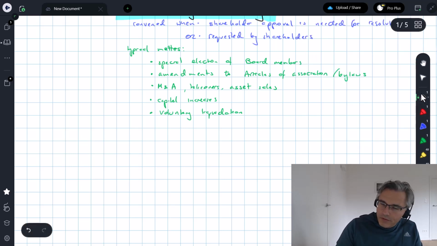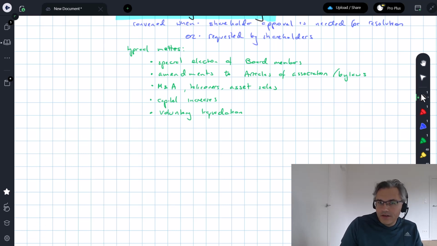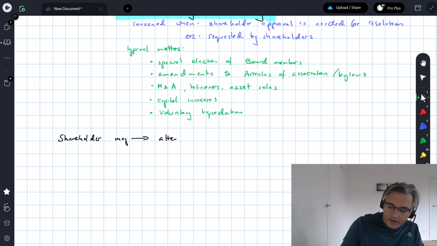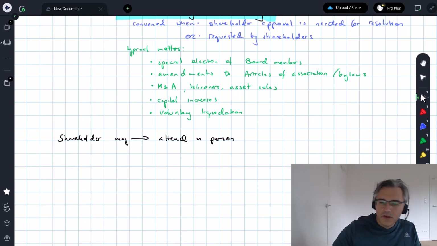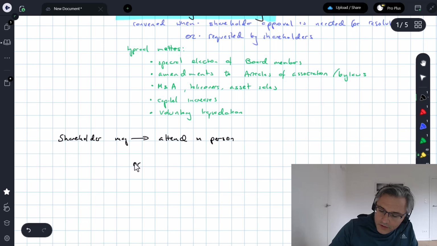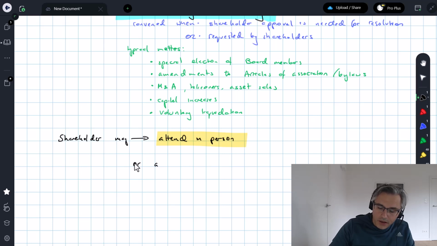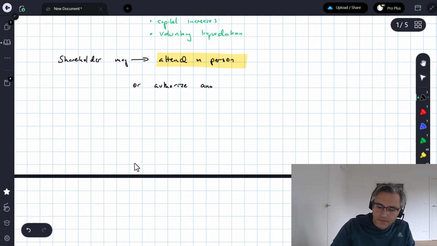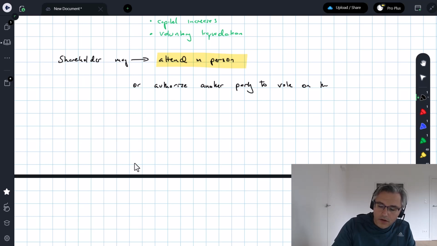So very important is the way that shareholders can exercise their vote during these meetings. Shareholders may either attend in person, so physically go to the meeting, which doesn't happen as often as it used to in the past, or as an alternative, authorize somebody else, another party, to vote on their behalf.